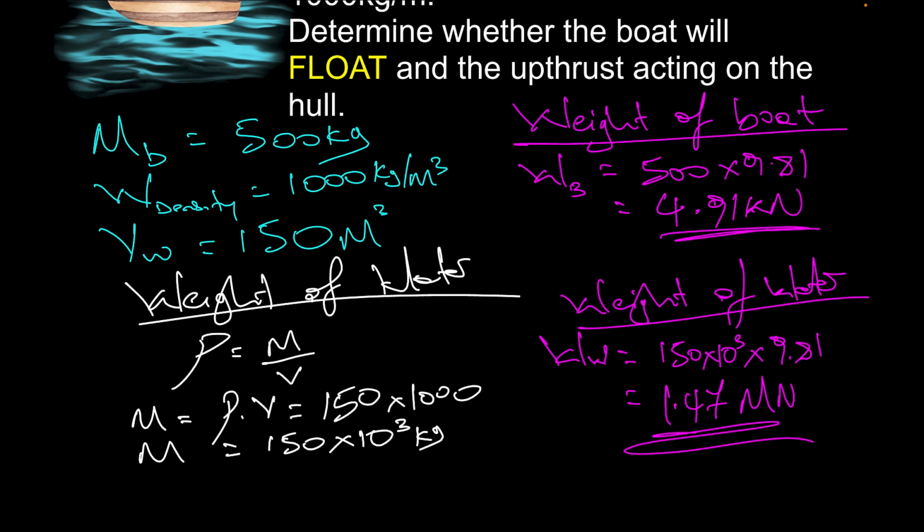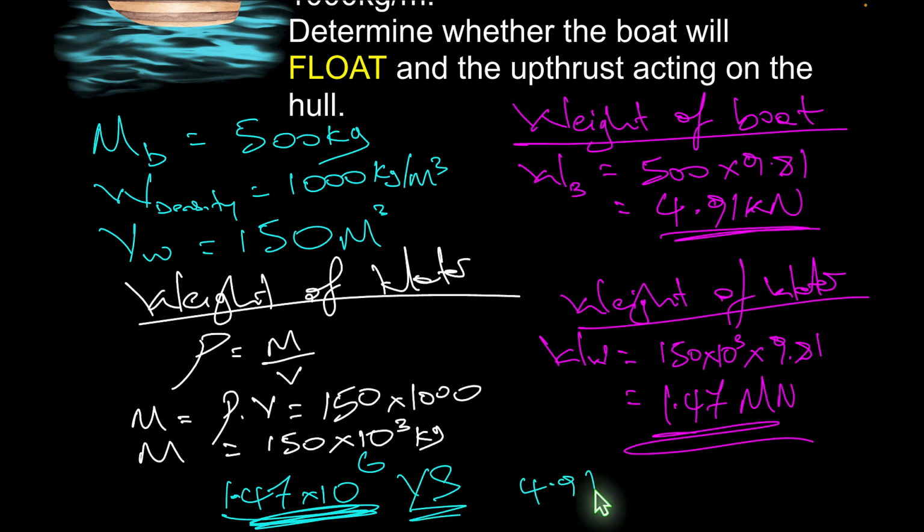And in this case, 1.47 mega newtons is 1.47 times 10 to the power of 6. And that's the weight of the water displaced there versus the weight of the boat, which is 4.91 times 10 to the power of 3. So the weight of the boat is significantly less than the weight of the water displaced. So luckily for us, this boat will actually float.